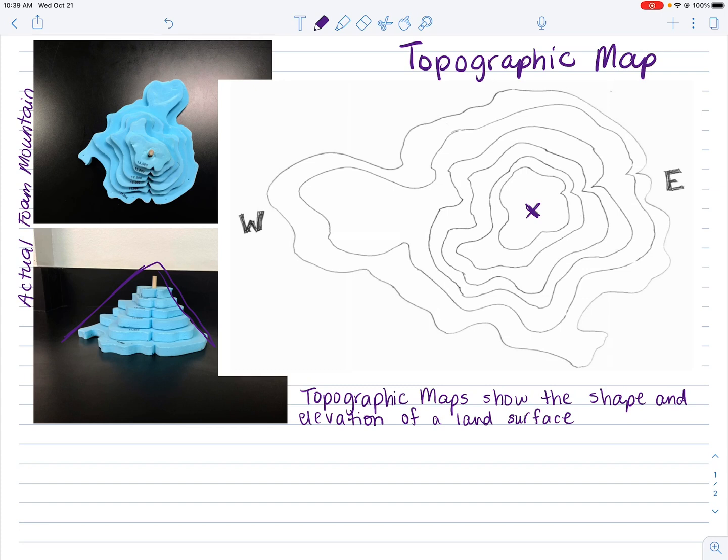On these maps, each of these lines represents something. Each of those lines is called a contour line. I'm going to write down these definitions at the bottom. You'll need to refer to them later. Each line is a contour line, and that shows you the elevation.